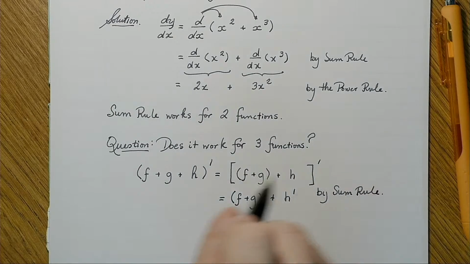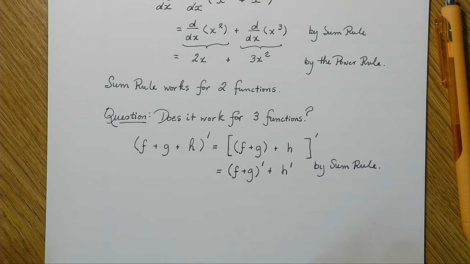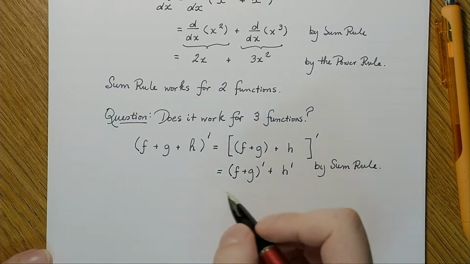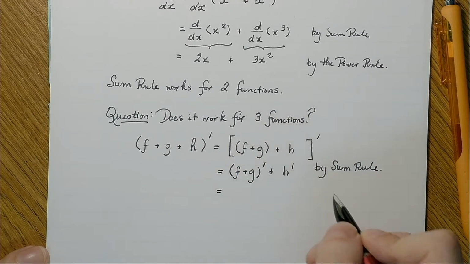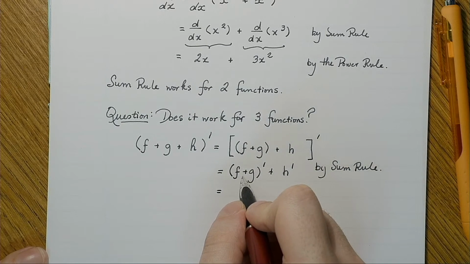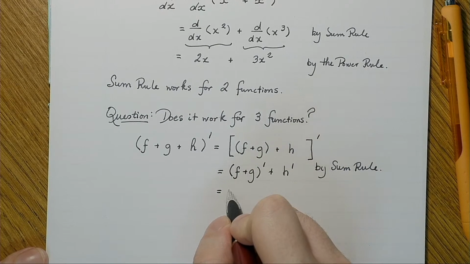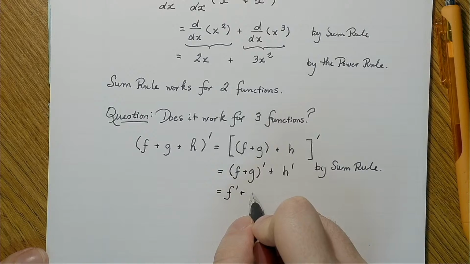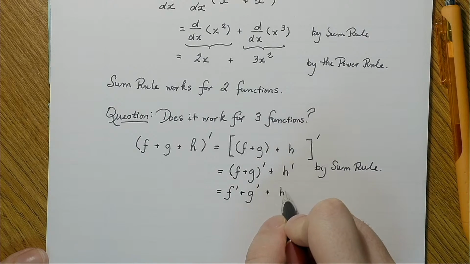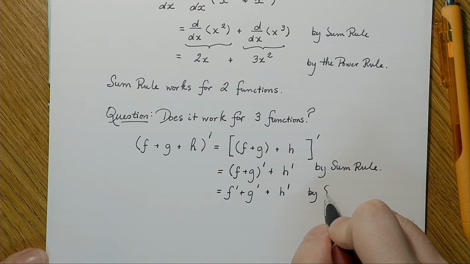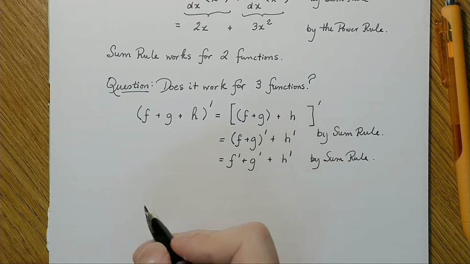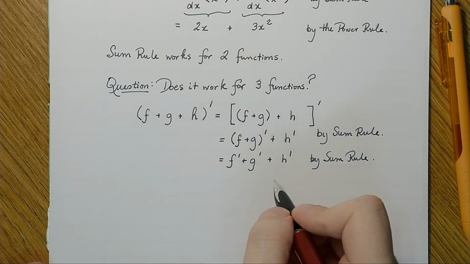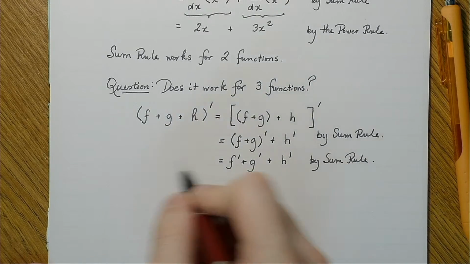Exactly. So what you're doing is just a repetitive application of the rule. So again, then I can apply the sum rule again on the inside of these brackets here. So I get F prime plus G prime plus H prime by the sum rule. So then that proves for three functions.